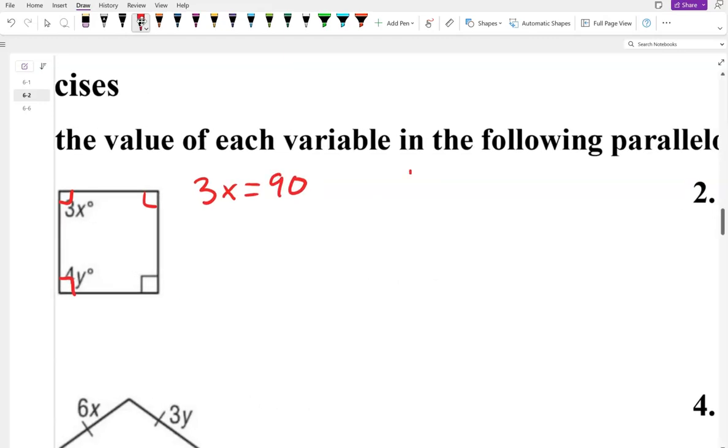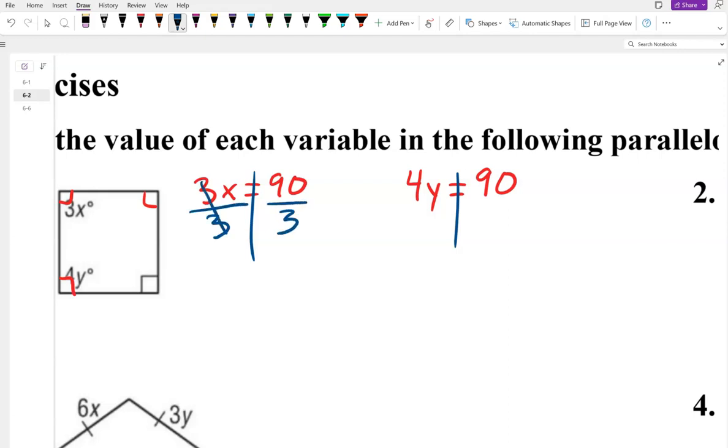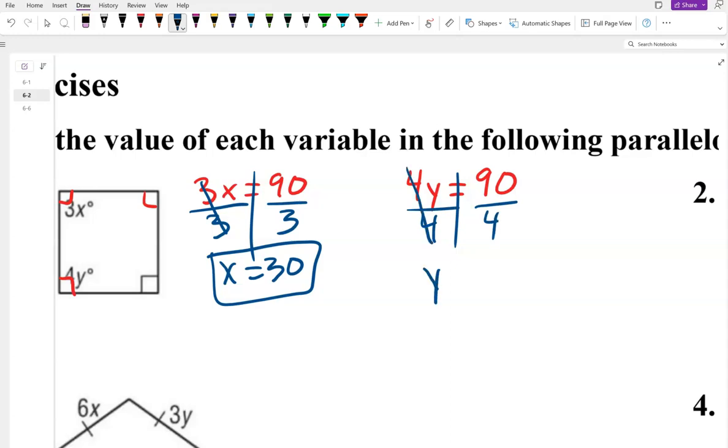Same thing for 4y. That angle, 4y, has to also be 90 degrees. I can very easily make an equation for each of those, and then again, it's just algebra. You're just solving to figure out what x and y are. Okay, so I'm going to solve through that really quick. So that gives me x equals 30. And then for y, I divide by 4. I get y equals 22.5.